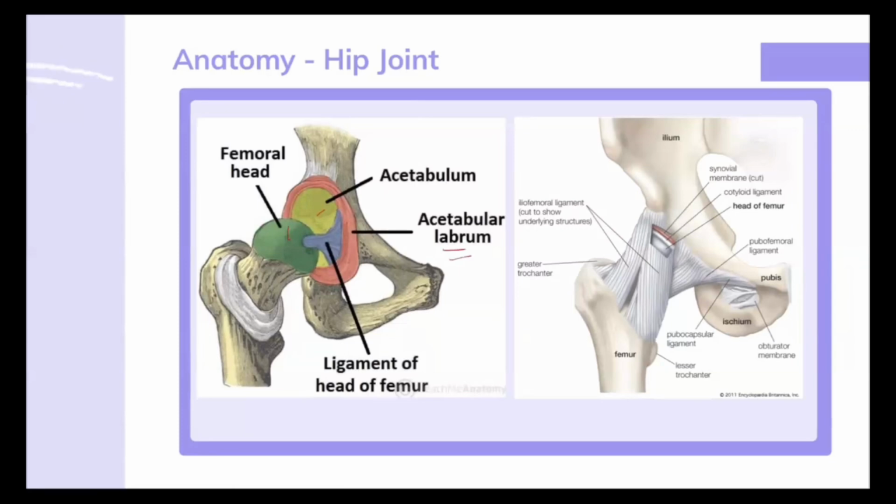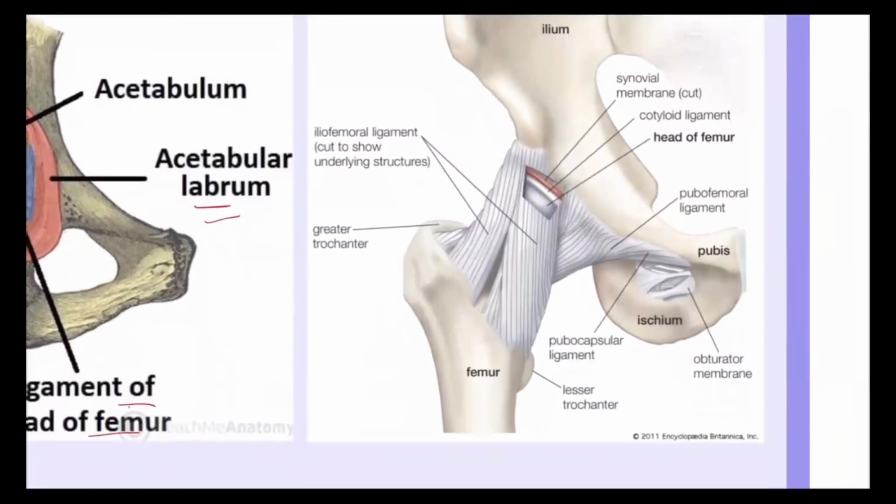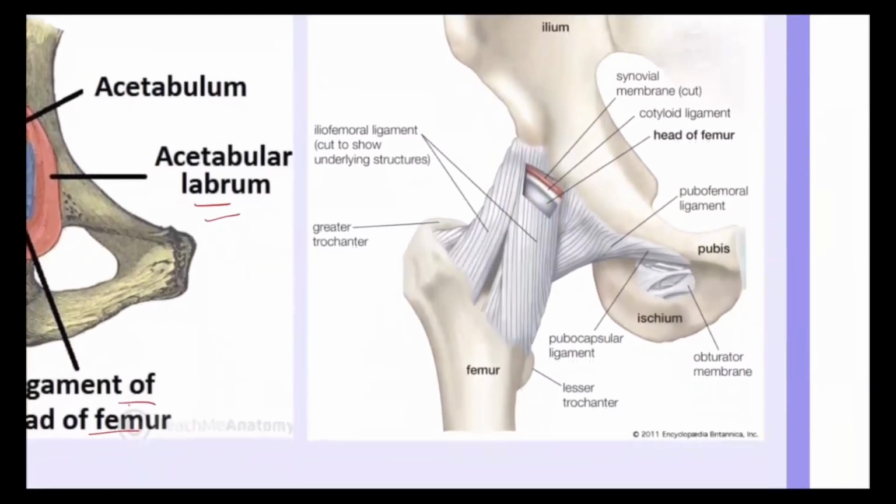You also have more ligaments. You have the ligament of the head of the femur, and we'll come to it right here. The names of the ligaments explain where they are going. The iliofemoral ligament, which has been cut to show the underlying structures, goes from the ilial part of the hip to the femur bone. They attach near the greater trochanter and a bit over the lesser trochanter.